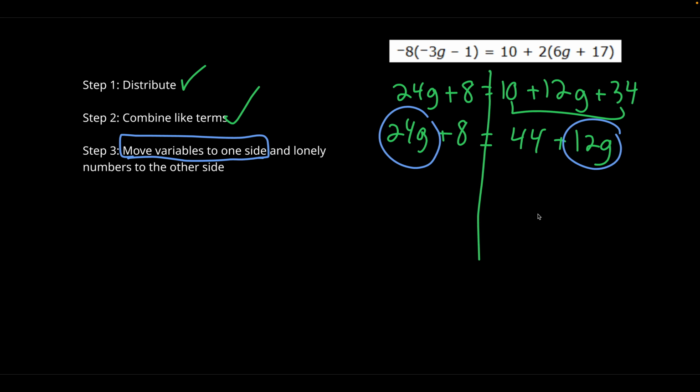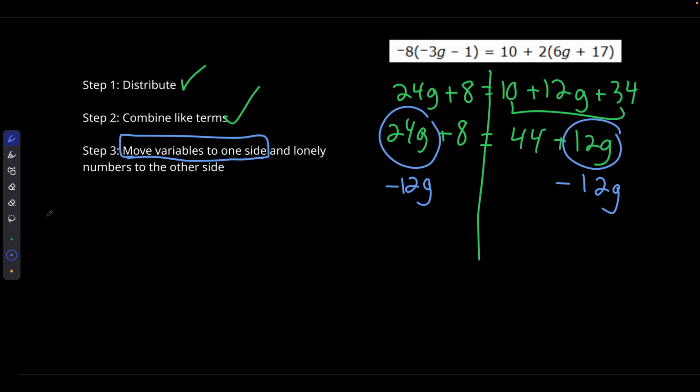The way that we need to move this 12G over here, we said we can't just move it because there's a wall in between. To move across the wall, you have to do the opposite. So this is plus 12G. The opposite of plus 12G is to minus 12G. And we're going to do it on both sides because think of this as a balance scale. If you do it on the right side, you must do it on the left side to keep things balanced. All right, so we've moved variables to one side.